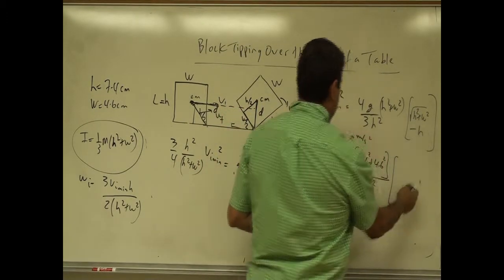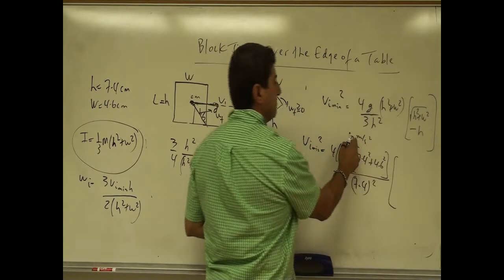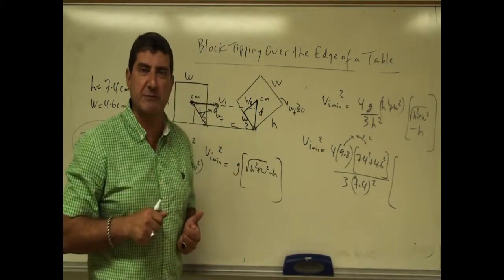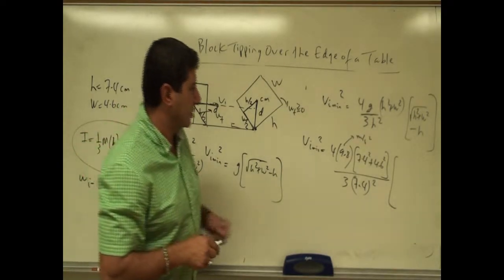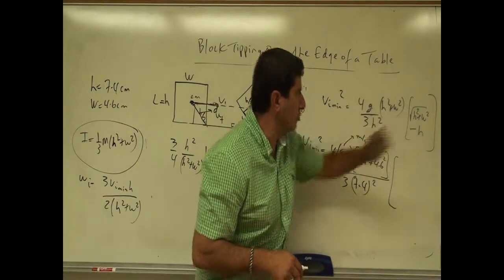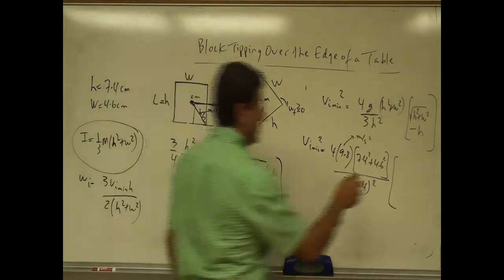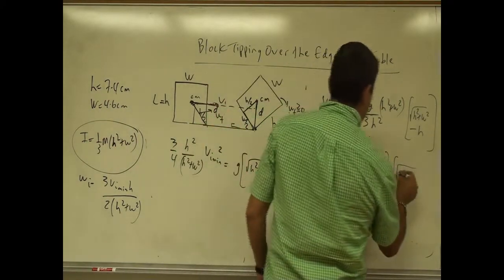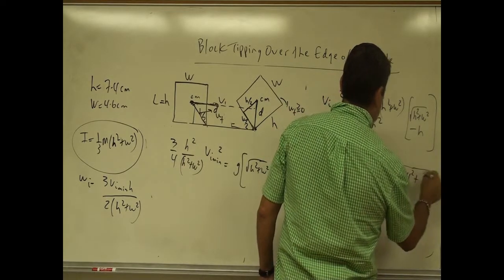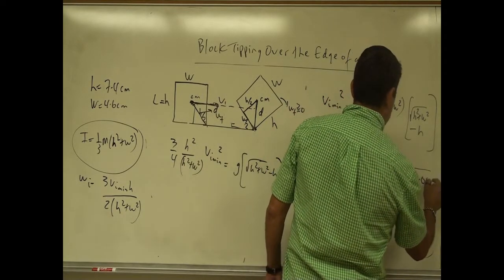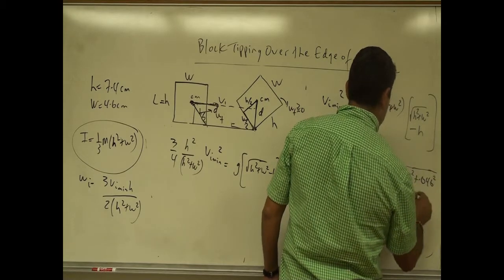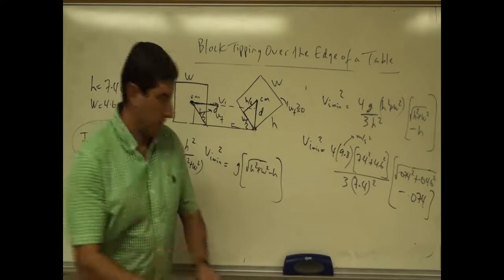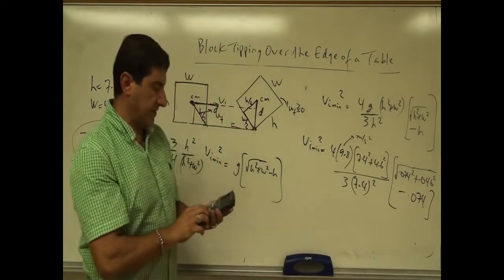Okay, then this one I have to change it to meters, because this is going to be meters minus meters, so I want it to be meters times meter per second squared, which is going to be meter squared per second squared, and then I'm going to square root that, I'm going to get meter per second, right? So the only one I have to change is this square root of h squared plus w squared. So I'm going to say square root of h squared, so 0.074 squared plus 0.046 squared minus 0.074. Okay? So now let's compute all of that.